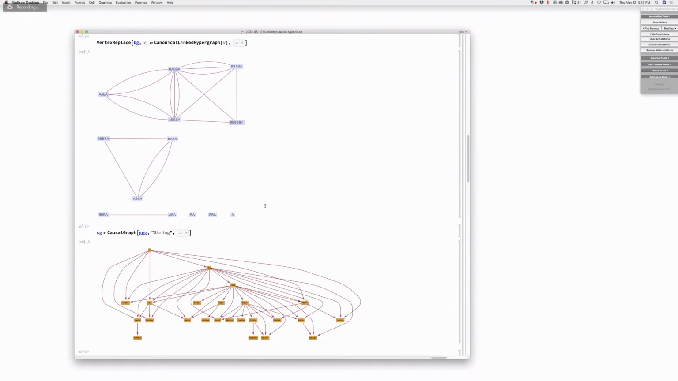And the causal graphs are the most challenging. You can just look at the tooltip for each event in the causal graph. Why is the event labeled by a string like that?